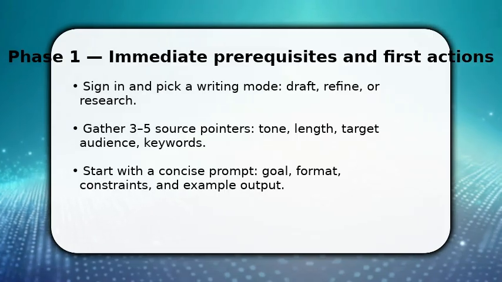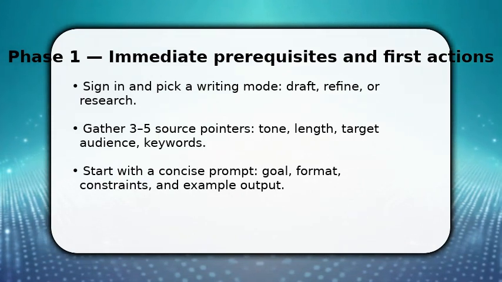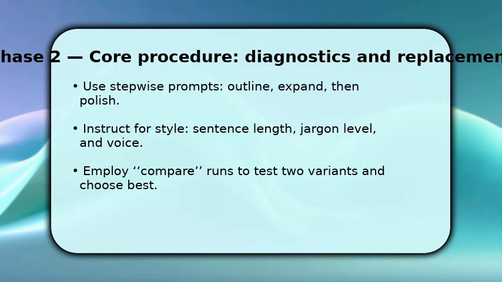This first step forces focus. It gives Perplexity the structure to produce usable text immediately. You move into the middle, iterative refinement.